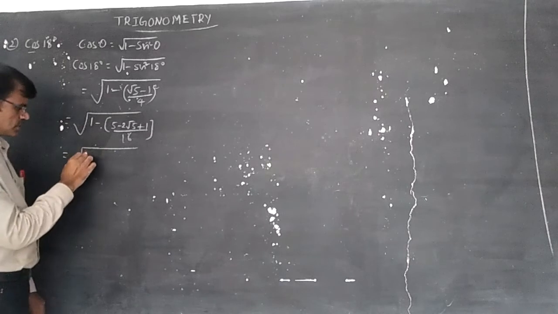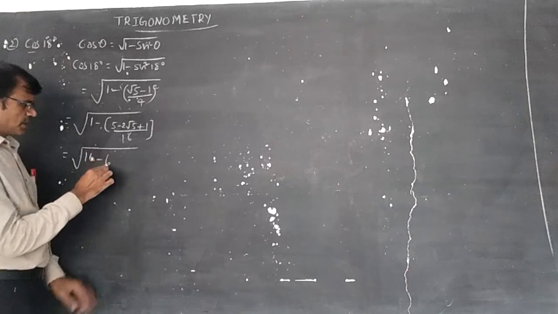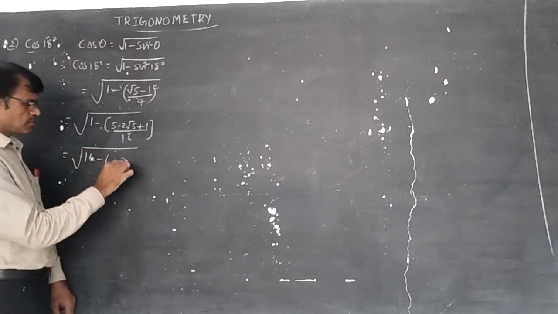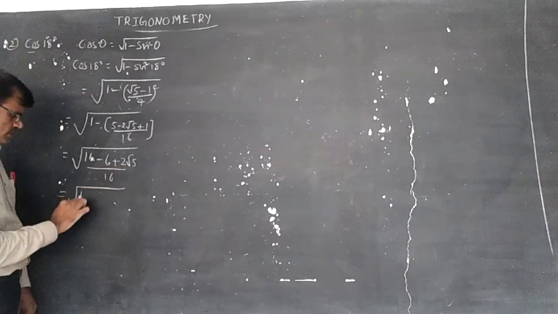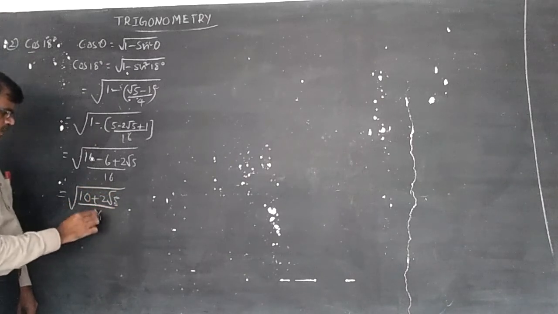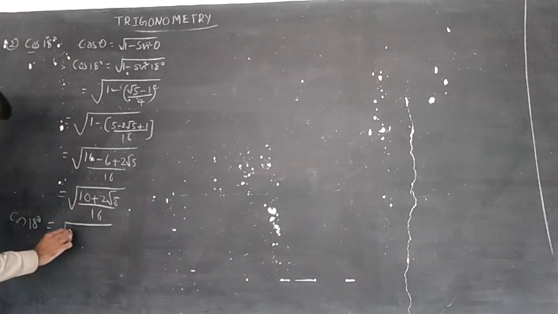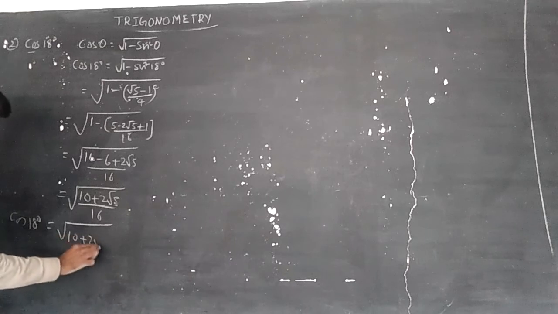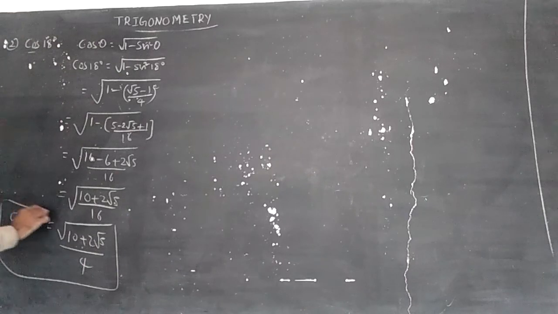Take an LCM. This is 16 minus, this is 5 plus 1 becomes 6, so 16 minus 6, and minus of minus becomes plus 2 root 5 by 16. So that is equal to root of 16 minus 6 becomes 10, 10 plus 2 root 5 whole by 16. That's all. Therefore cos 18 degrees is root of, there is no proper root for this. That is why simply write like this: root of 10 plus 2 root 5 whole by 4. Keep it aside, put a box here.